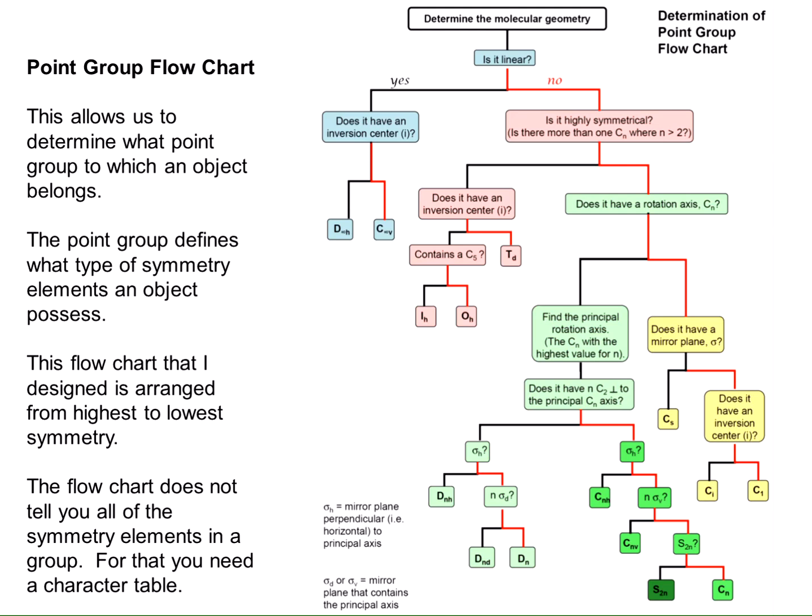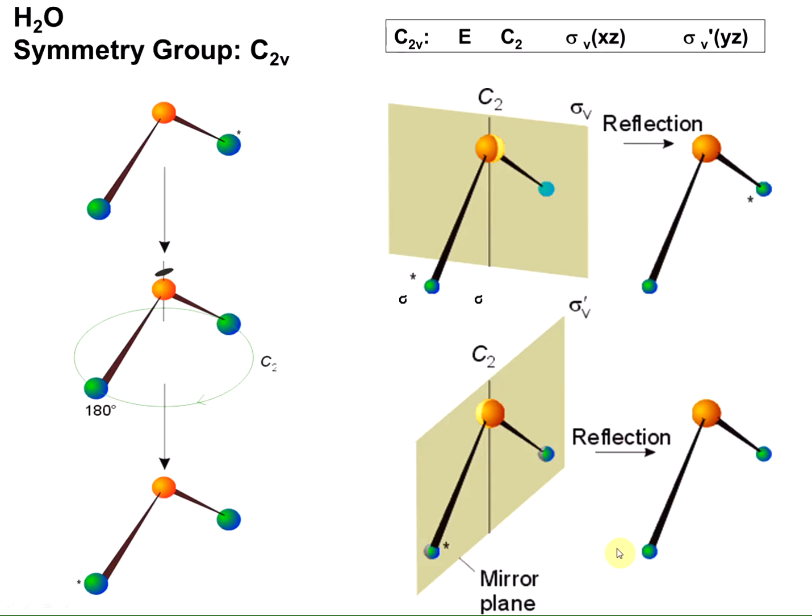So when I look at water, it does have a rotation axis. It has a C2. And my next question, do I have perpendicular C2s? I do not, so it's not in the D group, so I have to go to the right here. And does it have a horizontal mirror plane, a mirror plane perpendicular to that principal rotation axis? It does not. So my next question is, does it have a vertical mirror plane? And yes, it does. So this would be in the Cnv, so this would be a C2v molecule. So going back, I've determined that the point group of water is C2v using the flow chart.